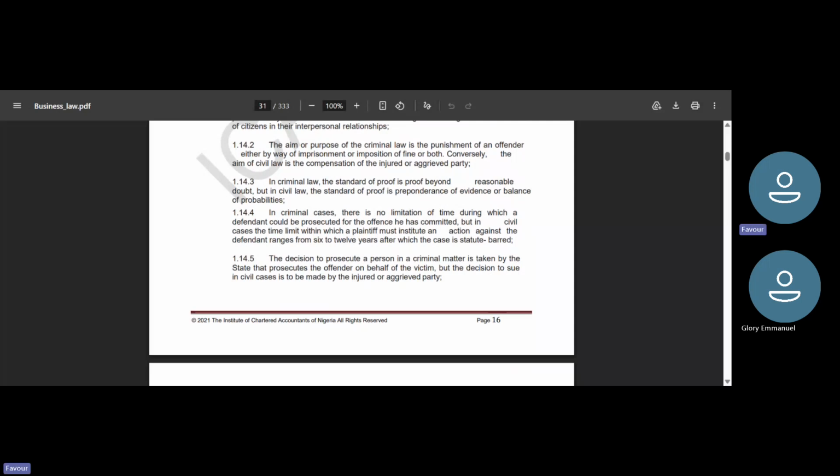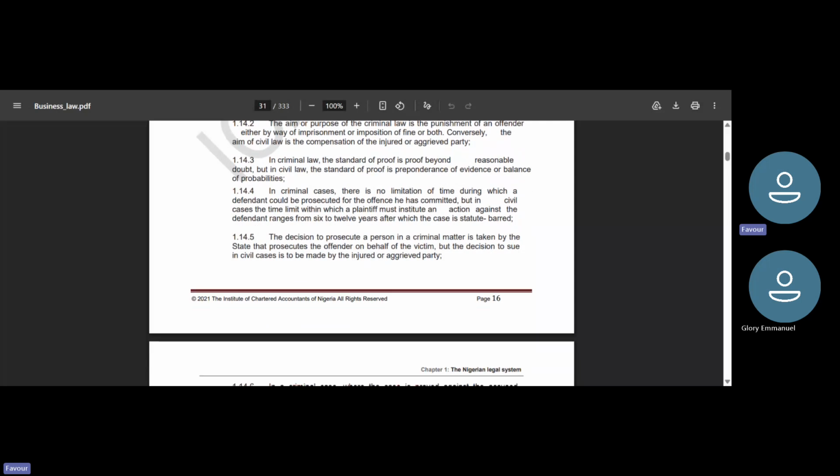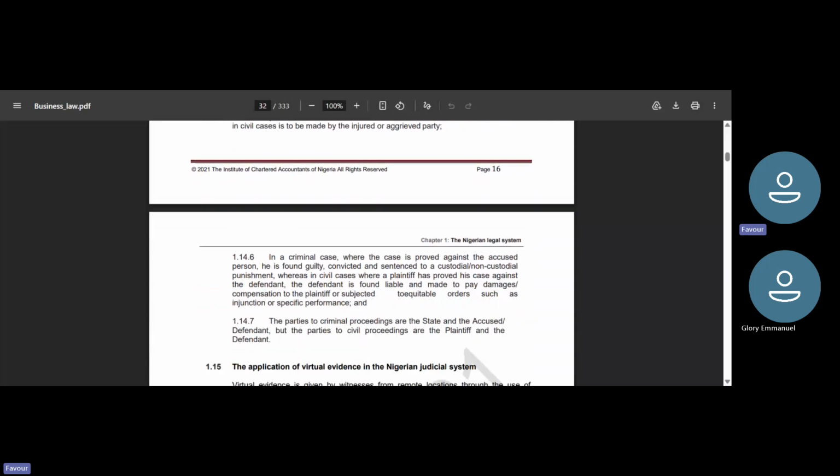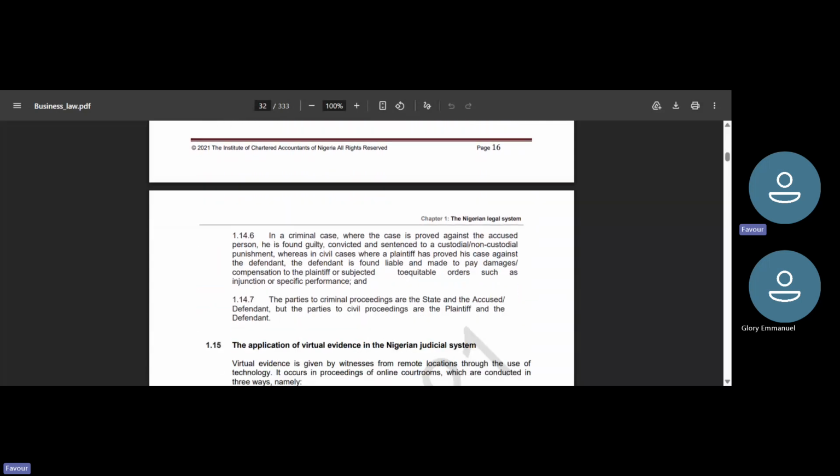So in the case of murder, rape, or armed robbery, the state is the one with the decision to prosecute or not to prosecute. But in the case of civil law, the person, who is the plaintiff, is the one with the decision on whether to prosecute or not. So those are basically some of the differences.